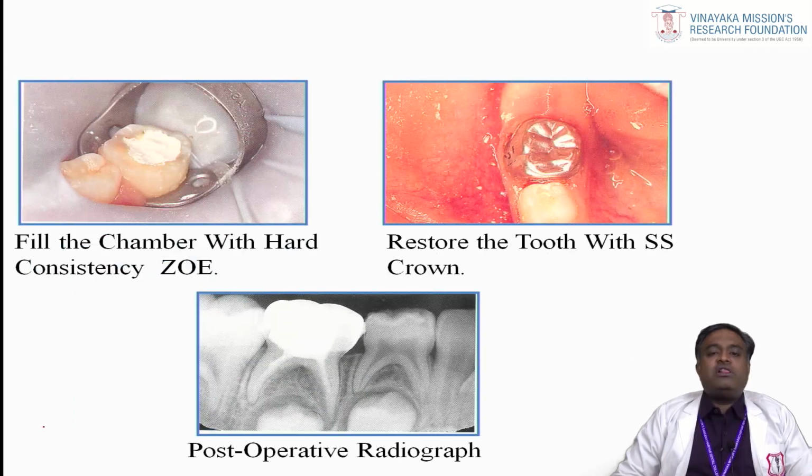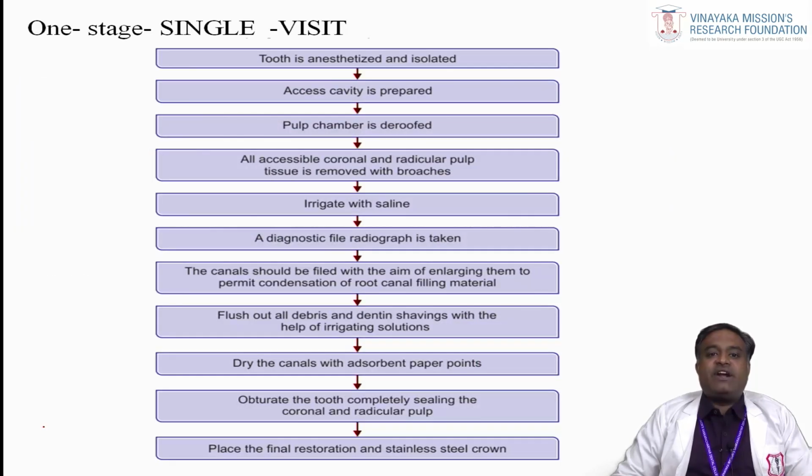After that you have to fill the chamber with a hard consistency of ZOE, and post-obturation restoration can be done. After that you have to restore the tooth with a stainless steel crown. After that you have to take a post-operative radiograph. After finishing the post-operative radiograph, that is the final step in your pulpectomy procedure. We will see the different techniques: one stage single visit pulpectomy and multiple visit pulpectomy.